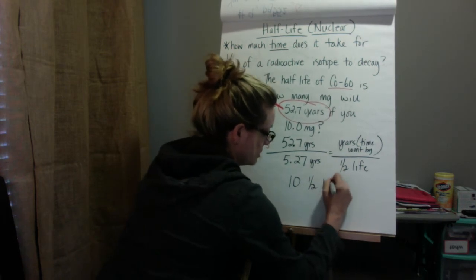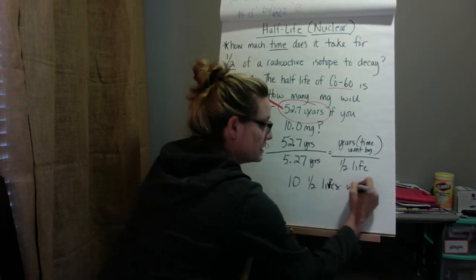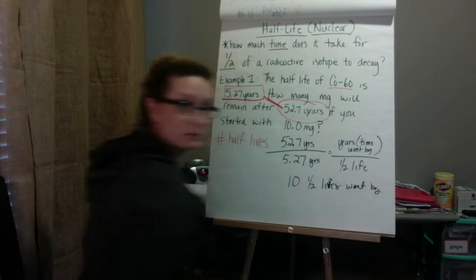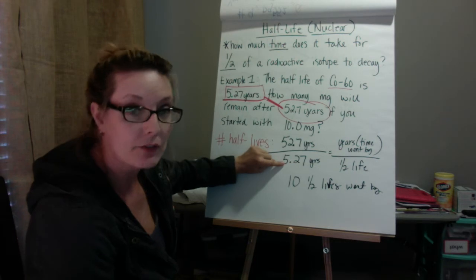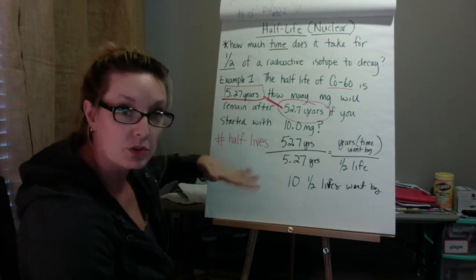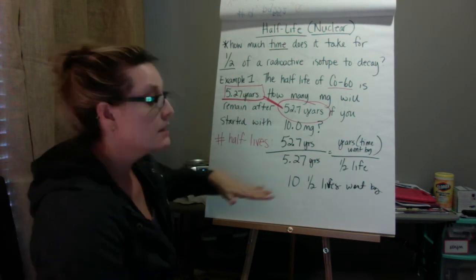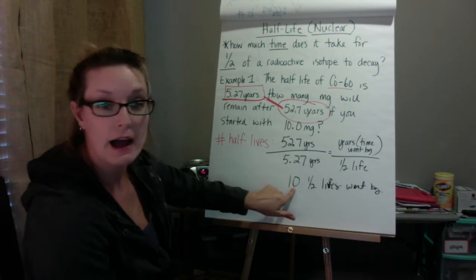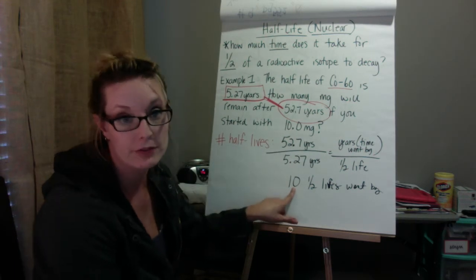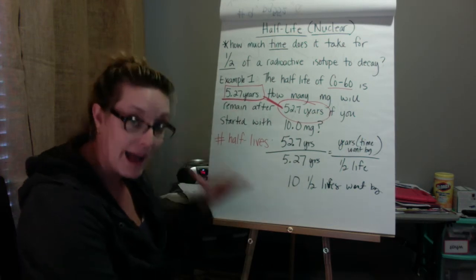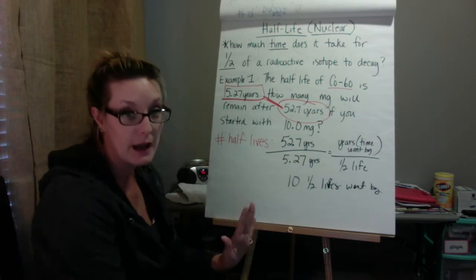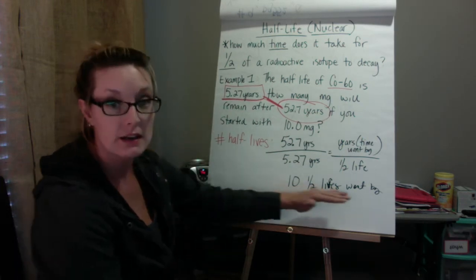So 10 half-lives. Oh, it should be a V. 10 half-lives have gone by. That means this much time passed, and every 5 or so years, the sample will decay by half. So I've calculated how many times my sample decayed by half. My sample had enough time to decay by half 10 times. It's gone through 10 half-lives.